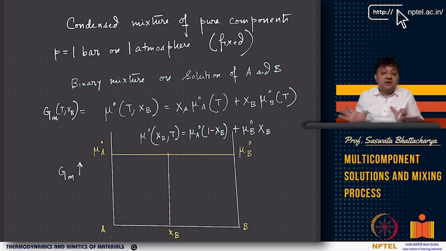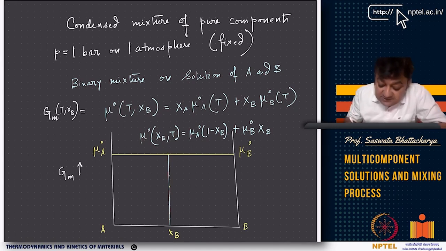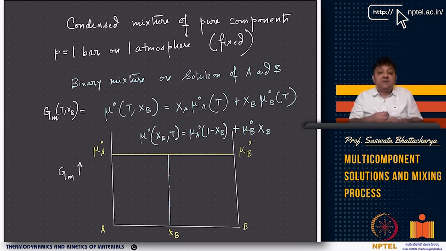If it's a solid-liquid or liquid-liquid type of mixture, you have to remember that we have to keep pressure fixed at 1 bar or 1 atmosphere. Once you keep pressure fixed, you can define the molar properties or partial molar properties of the components in terms of only temperature, because pressure is fixed. Right, for a condensed mixture we are taking the pressure fixed. So basically, you can express the molar free energy in terms of partial molar free energies or chemical potentials.